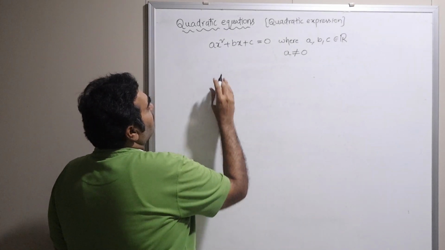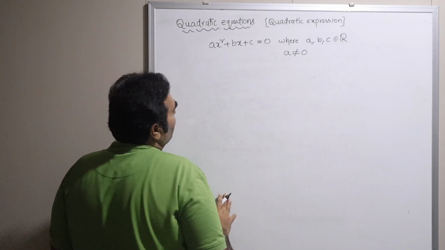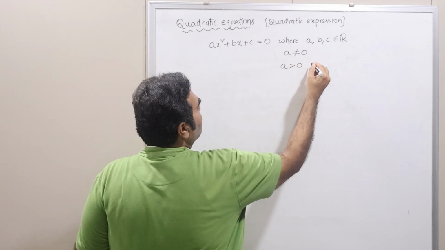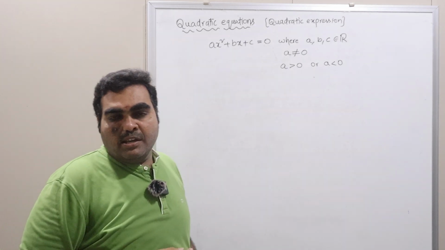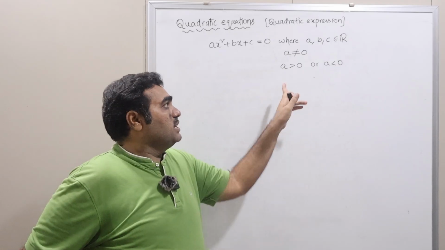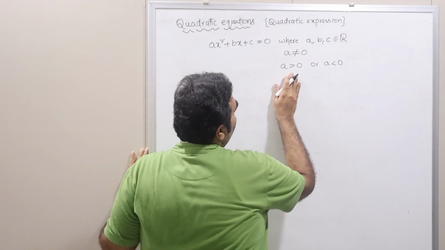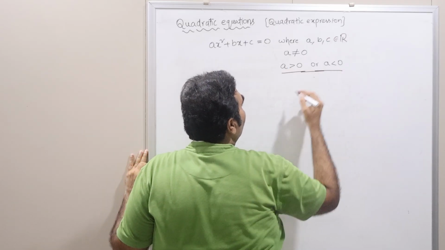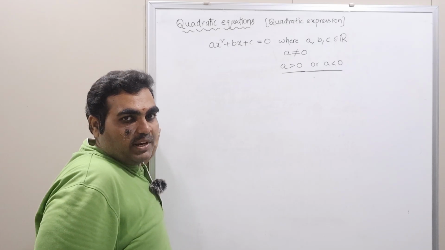So now, ax square plus bx plus c is equal to 0 is the general form. And how does it matter? A is not equal to 0 means a can be greater than 0, or a can be less than 0. I'm not saying a is always positive, and I'm not saying a is always negative. I'm just saying a is not equal to 0. So what happens if a is greater than 0 and what happens if a is less than 0? This has very high significance in the analysis of quadratic equations and quadratic expressions, right?